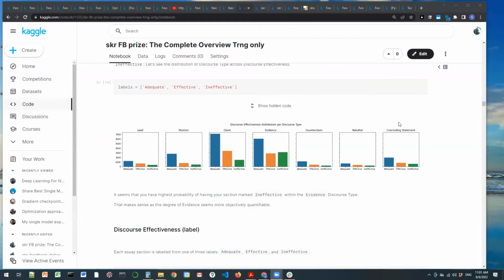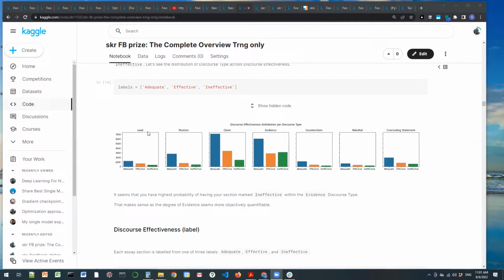Yeah, we can see it. Okay, so this is the effectiveness distribution per discourse type. To your point, you can see in claim and evidence that the numbers are quite high, although I haven't converted these because these are sheer counts. The proportion seems roughly the same, although I haven't actually calculated it. It would be fairly easy to convert from the count to proportion.